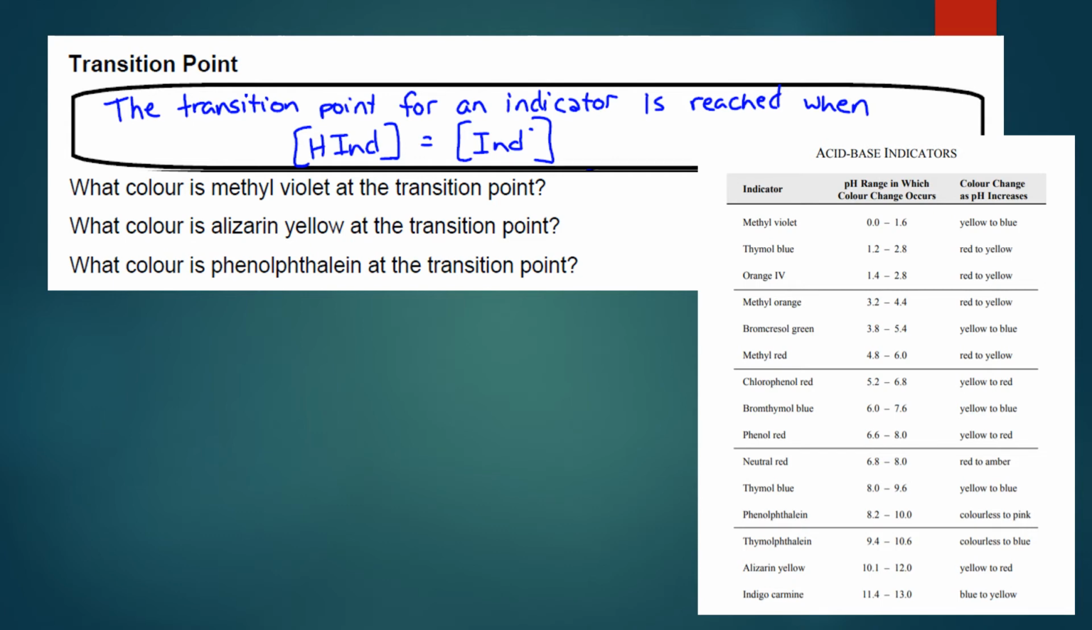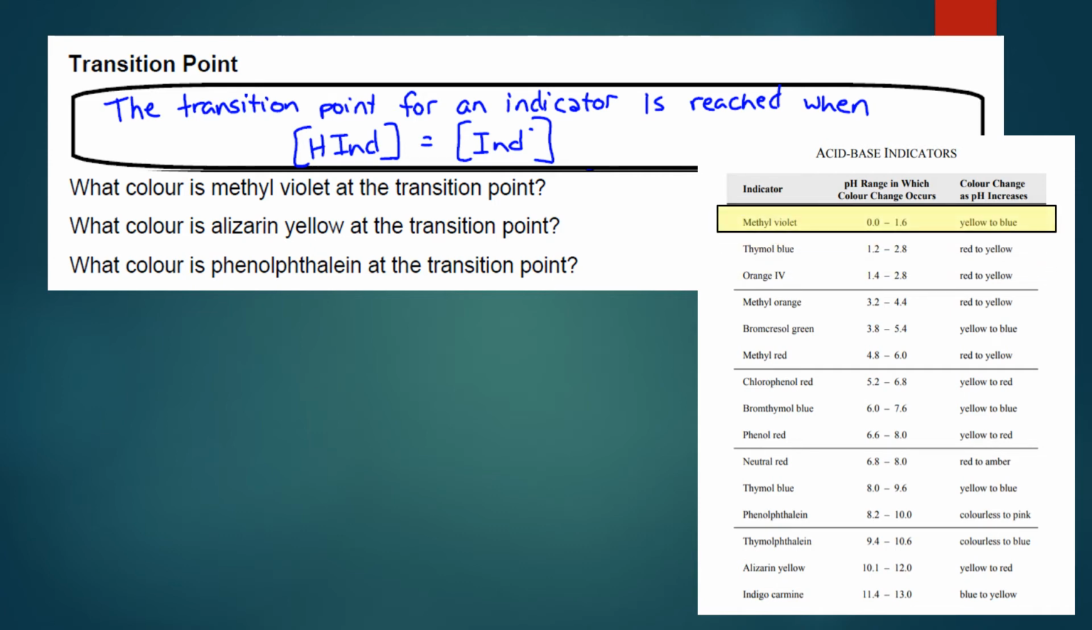So the transition point for an indicator is reached when we have equal concentrations of HInd and Ind minus. And we can look at the color of the transition points. We can also talk about the pKa of that transition point. So that mid-range in the pH change is going to be the pKa. And the first question here says, what color is methyl violet at the transition point?